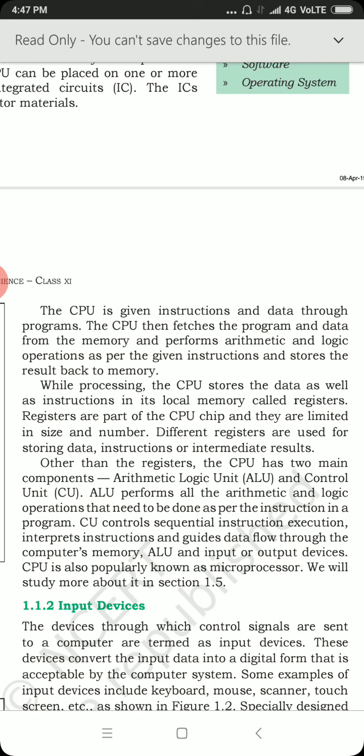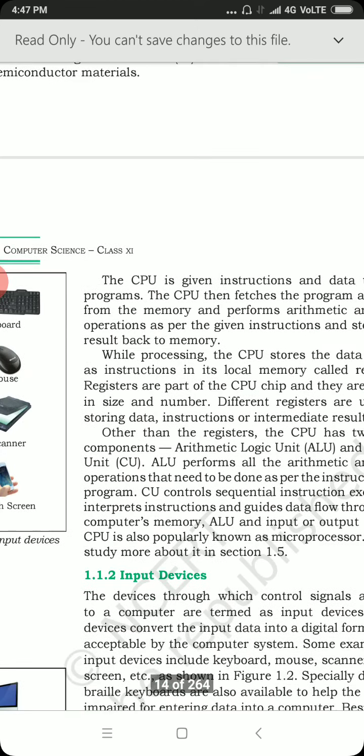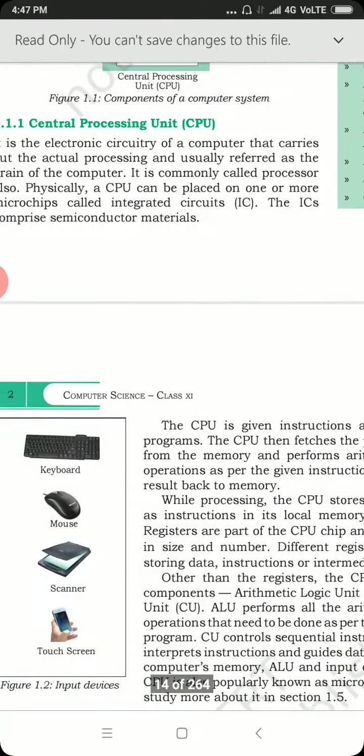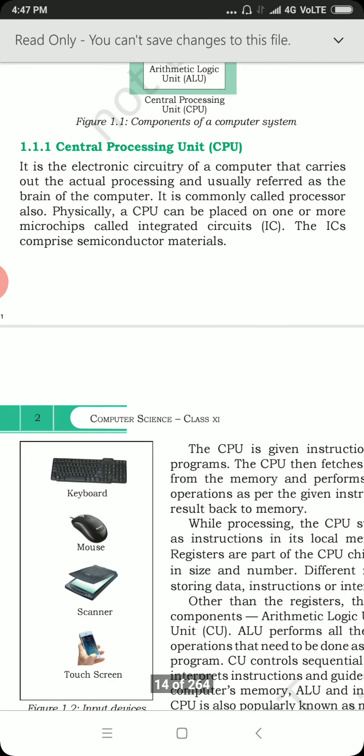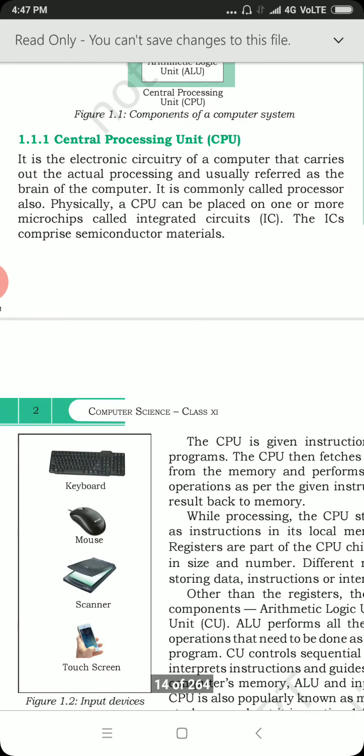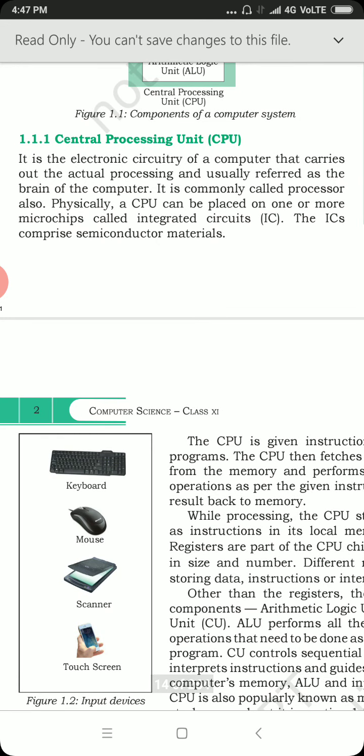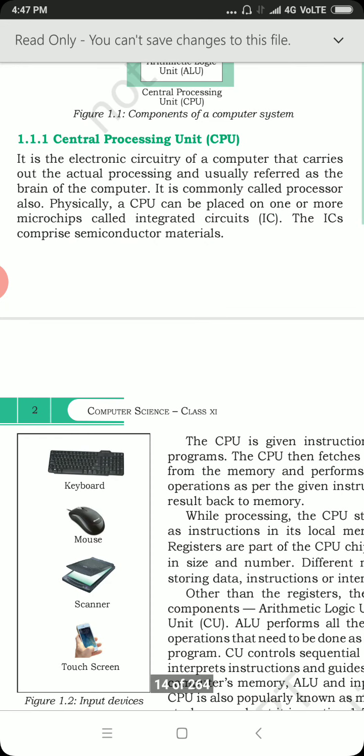CPU is also popularly known as microprocessor. We will study more about it in section 1.5. So this is your central processing unit, the brain of the computer. As your brain performs all the tasks and takes decisions, in the same way the CPU of the computer is doing all the processing tasks of the computer.